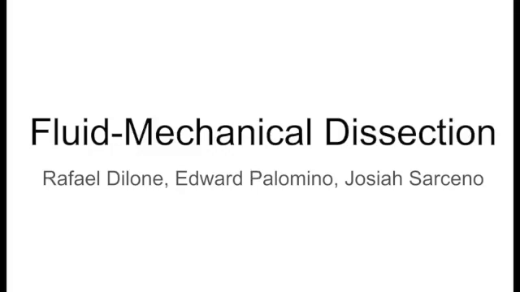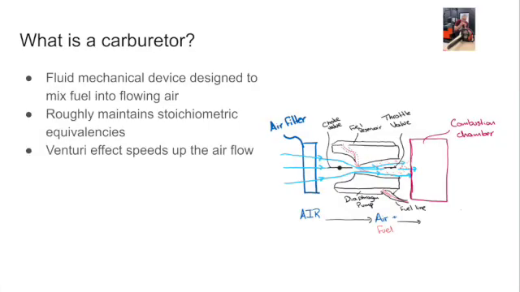For our fluid mechanical dissection, we were tasked with analyzing a chainsaw. After taking it apart, the component that we wanted to analyze further was the carburetor. A carburetor is a fluid mechanical device that mixes fuel into the air on its way to the combustion chamber. They typically consist of a choke valve and throttle valve that, when open, keep the air-fuel mixture at approximately the required ratio for the combustion reaction in the cylinder assembly.